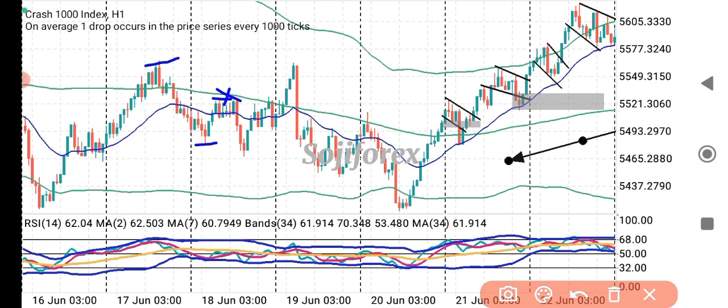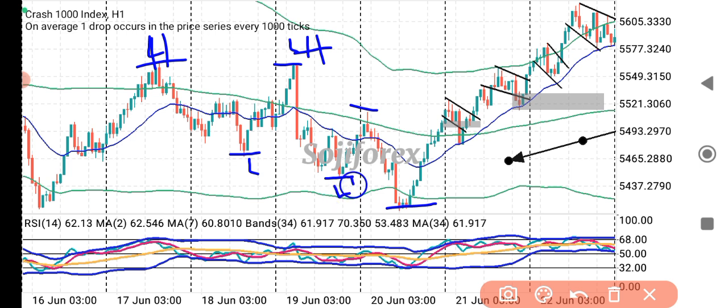Okay, this is not valid. Lower high, lower low. Let's go this way. High, low, lower high. Okay, lower low, lower high, lower low. So you can see how price gave us all of this: lower high, lower low, lower high, and a lower low.